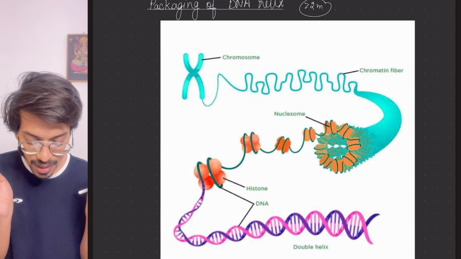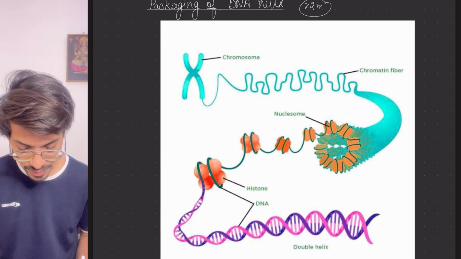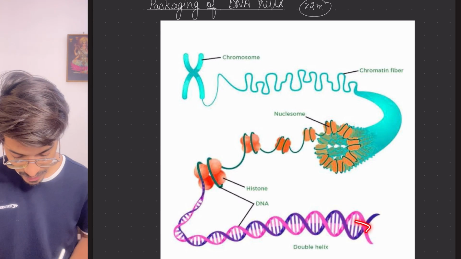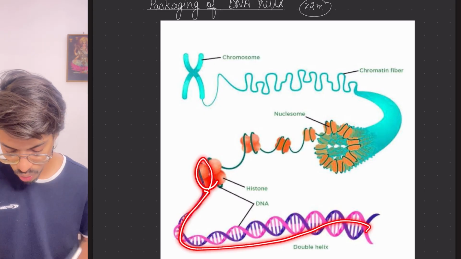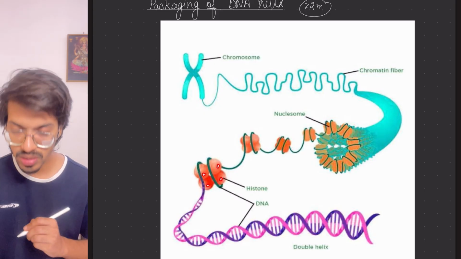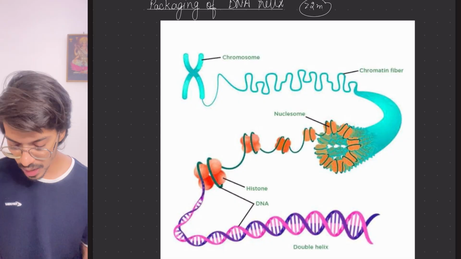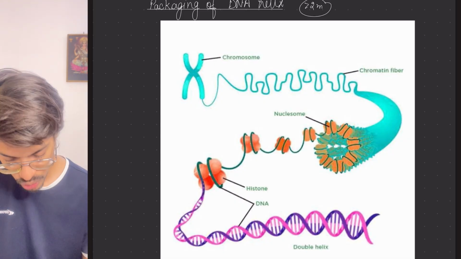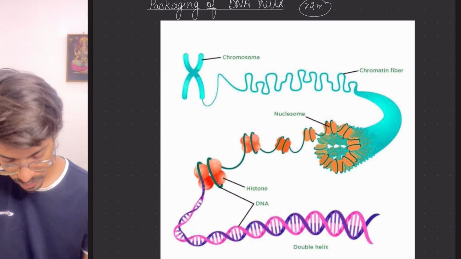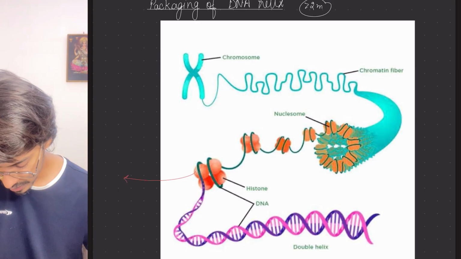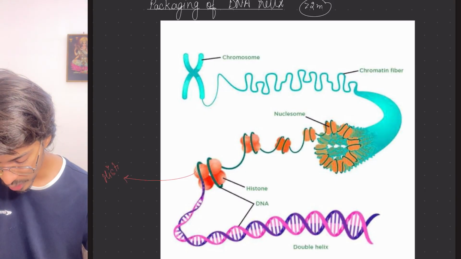Okay, so here they are packed inside it. How are they packed? See, this is the DNA molecule. First it is packed around what? It is packed around these circular bodies. These are the histone proteins.